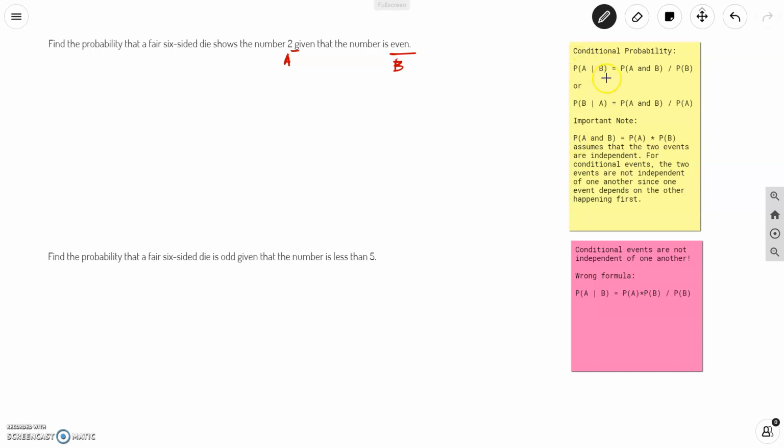So since we have the formula over here, I'm just going to go ahead and plug in 2 for A and even for B. So my formula becomes the probability of 2 given that the number is even, that's going to be equal to the probability of 2 and even all over the probability of being even.